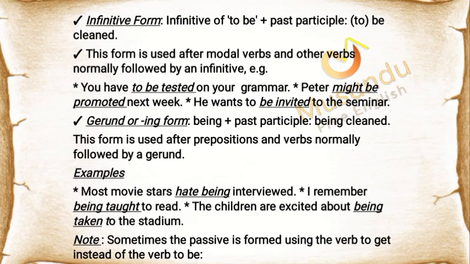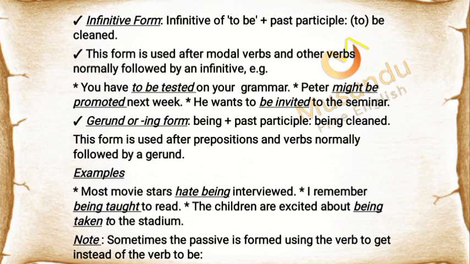Gerund or ing form: being plus past participle, being cleaned. This form is used after prepositions and verbs normally followed by a gerund. Examples: most movie stars hate being interviewed. I remember being taught to read. The children are excited about being taken to the stadium.